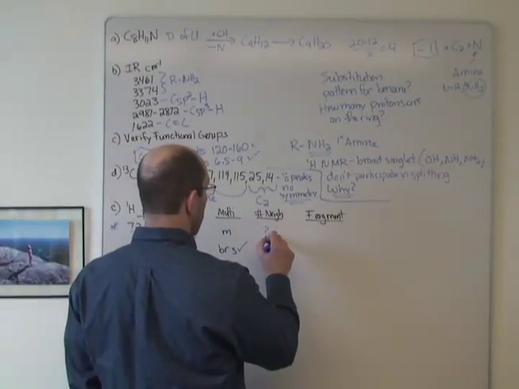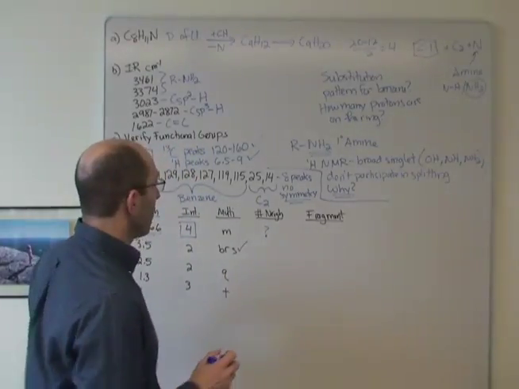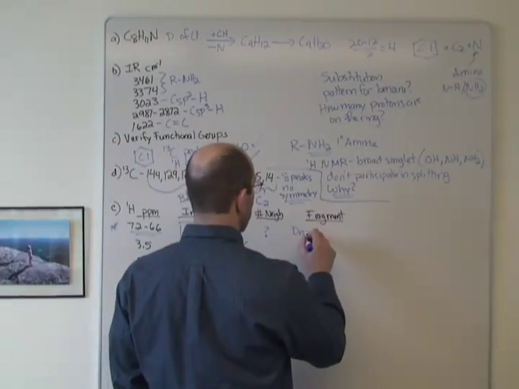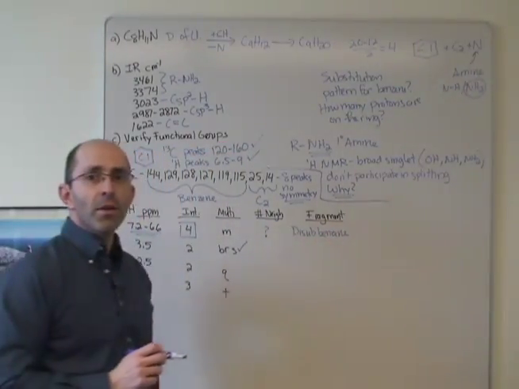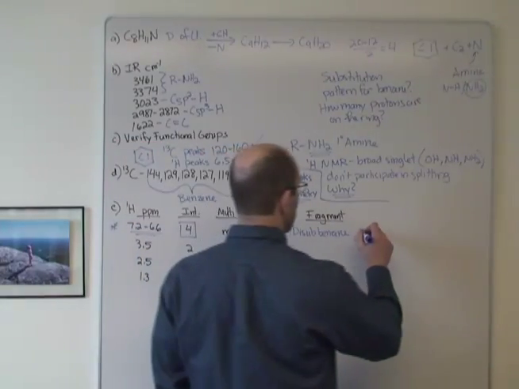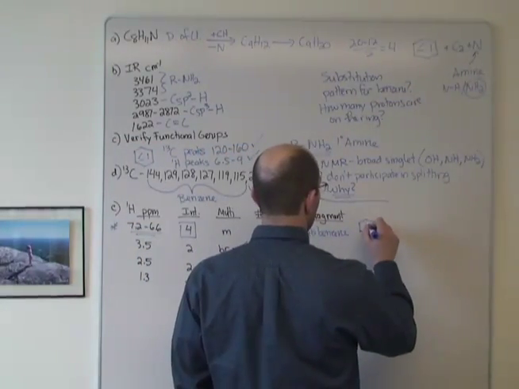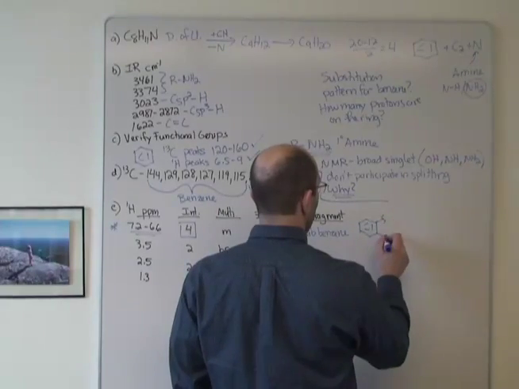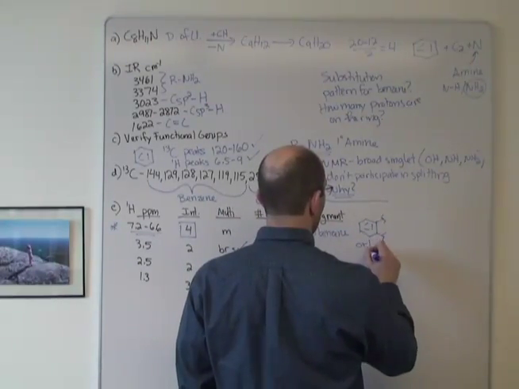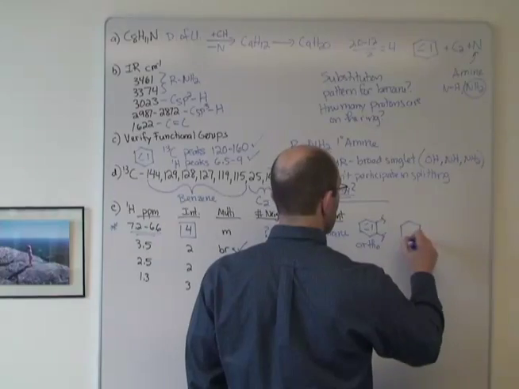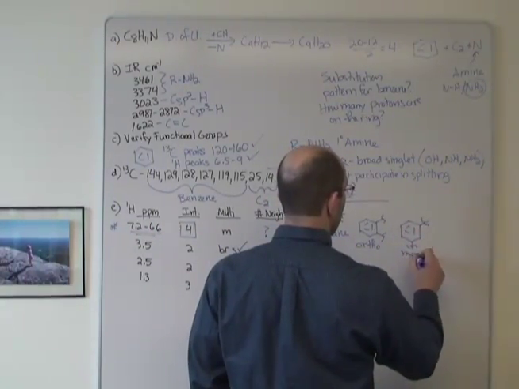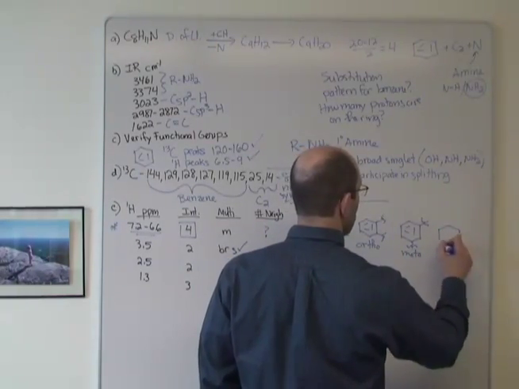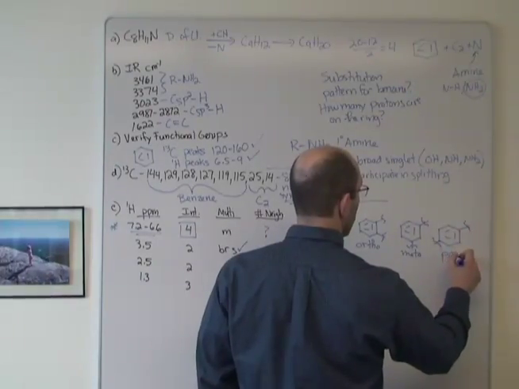So don't worry about the neighboring protons for this, it doesn't matter. The key for our fragment is that this is a di-substituted benzene. And if you think about it, there are 3 different ways you can have a di-substituted benzene. You can have it substituted like this, which is called ortho. You can have it substituted like that, which is called meta, or you can have it substituted like that, which is called para.